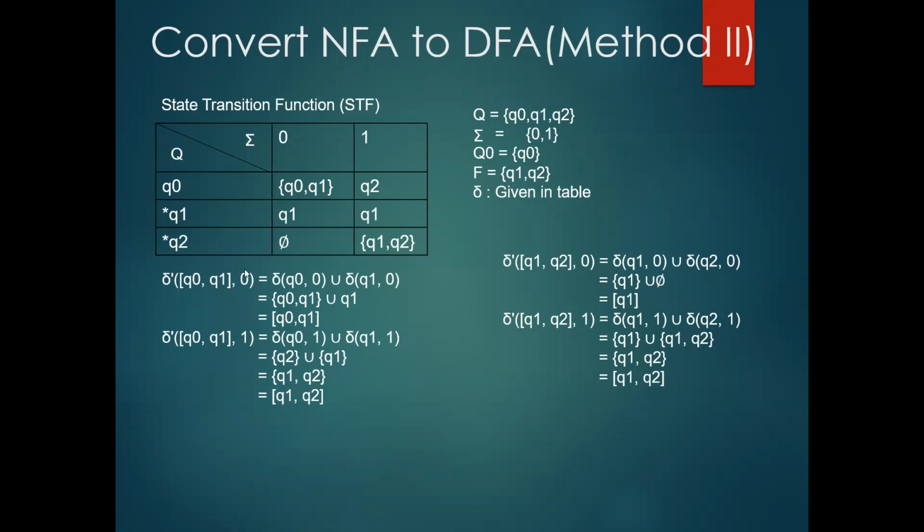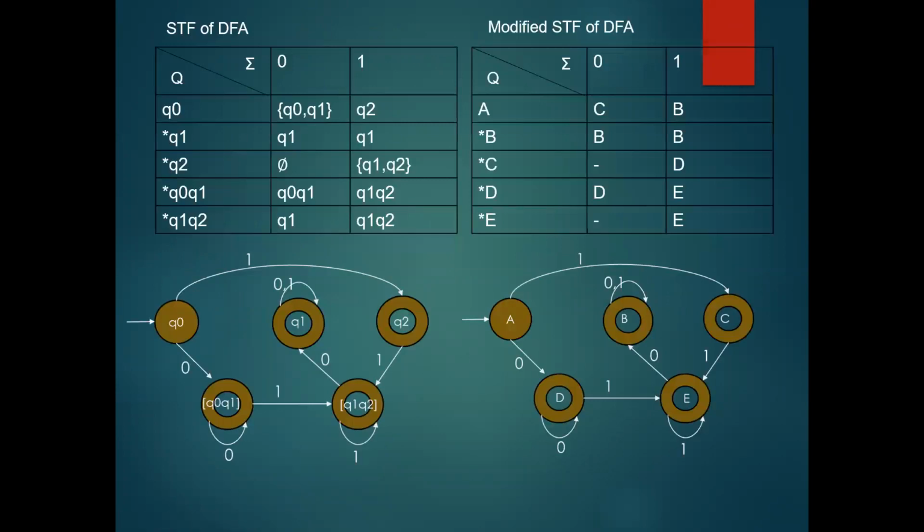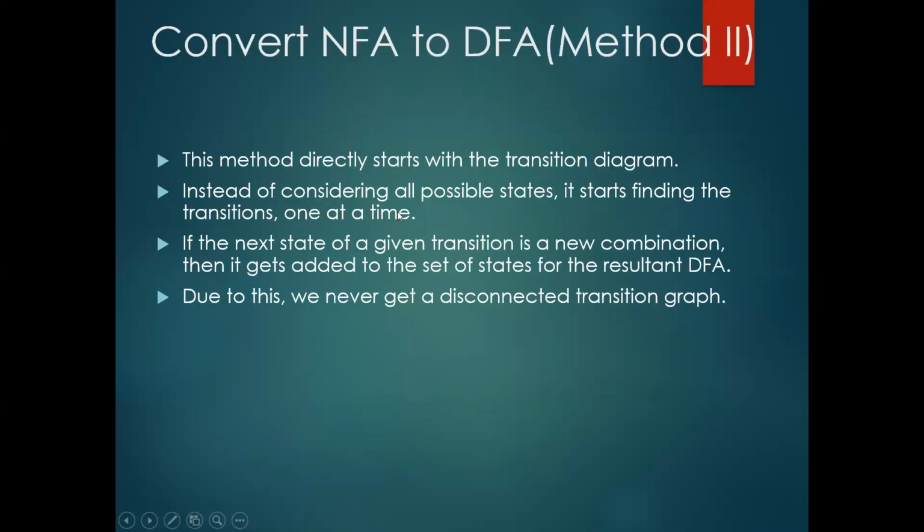So this is how it works, and there are advantages of this. With this method, you will never get a disconnected transition graph, and you need not compute the transitions for each and every state in the power set of Q. That is the reason it is also called a direct method. So after applying this, you get the state transition function for the DFA.